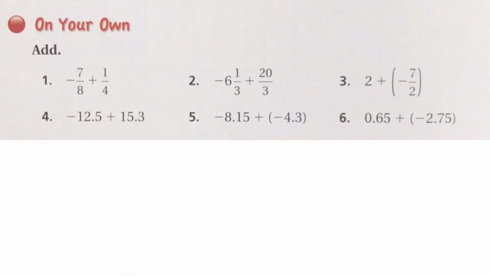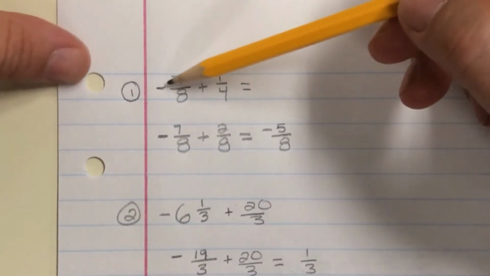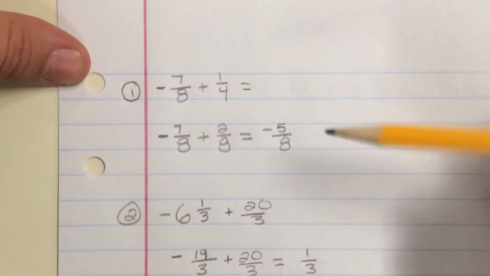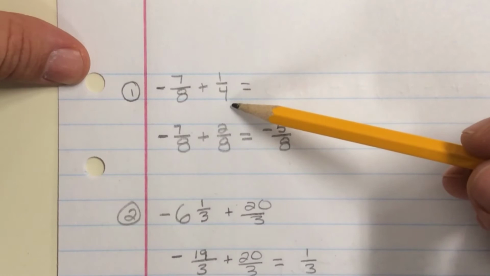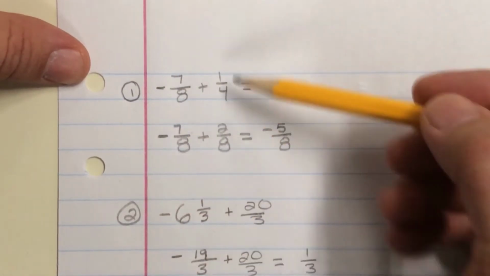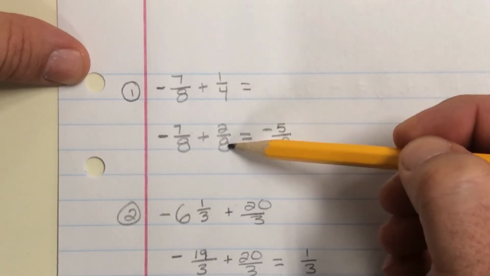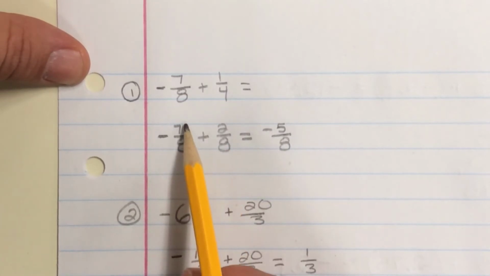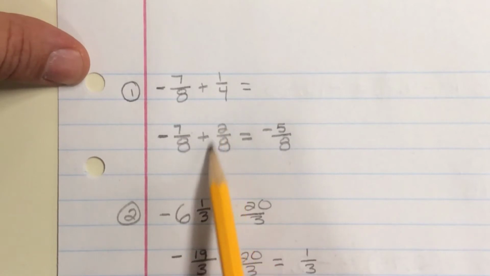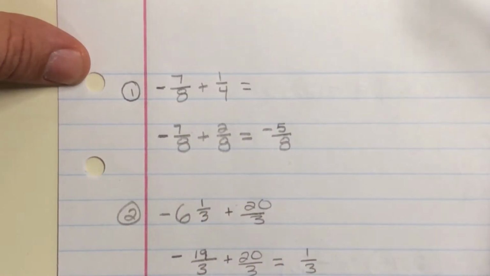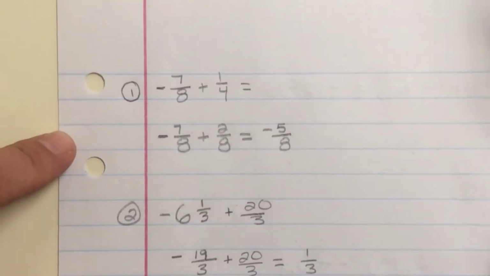Okay, for this first one, negative 7/8 plus 1/4. First thing we need to do, find a common denominator. 8 is a good common denominator here. So we keep this first fraction the same. We have to multiply the top and the bottom by 2 to make this 2/8. Now I can add these. And by add these, since they're different signs, I actually mean subtract their values. 7/8 take away 2/8 is 5/8, and I'm going to keep it negative because the negative amount was bigger. The negative amount had a bigger number value.